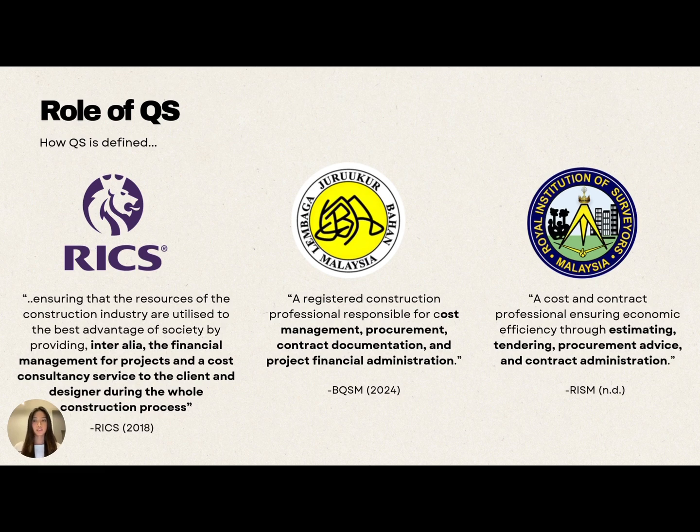For the RICS, the Royal Institution of Chartered Surveyors, it says that QS ensures that the resources of the construction industry are utilized to the best advantage of society by providing financial management for projects and a cost consultancy service to the client and designer during the whole construction process. For BQSM, QS is defined as a registered construction professional responsible for cost management, procurement, contract documentation, and project financial administration. And for RISM, QS is defined as a cost and contract professional ensuring economic efficiency through estimating, tendering, procurement advice, and contract administration.